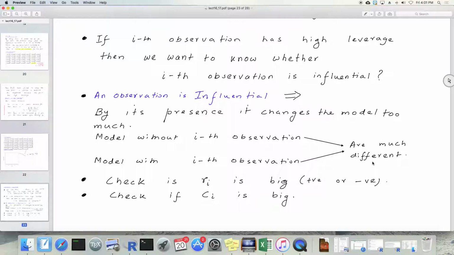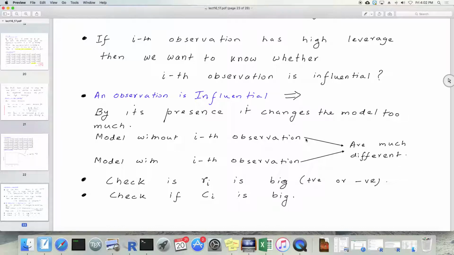That means if you keep the ith observation, so that's one model with the ith observation kept, versus you again fit the same model, but now you delete the ith observation. If these two models are too much different, that means by its presence, it's changing the model too much. When that happens, that means the point is influential. The English is actually very accurate here. Influential, we know what it means.